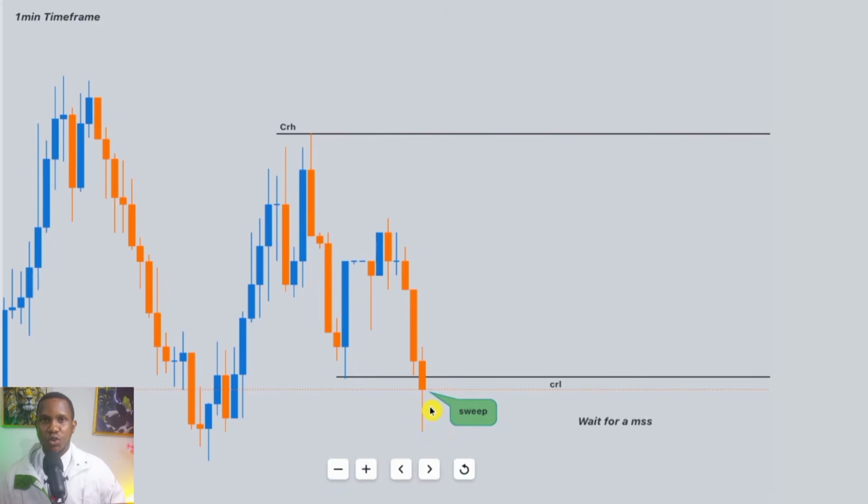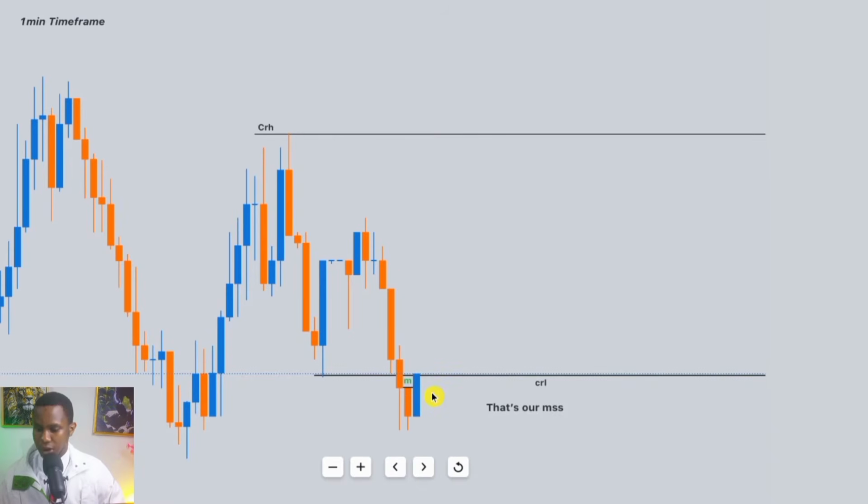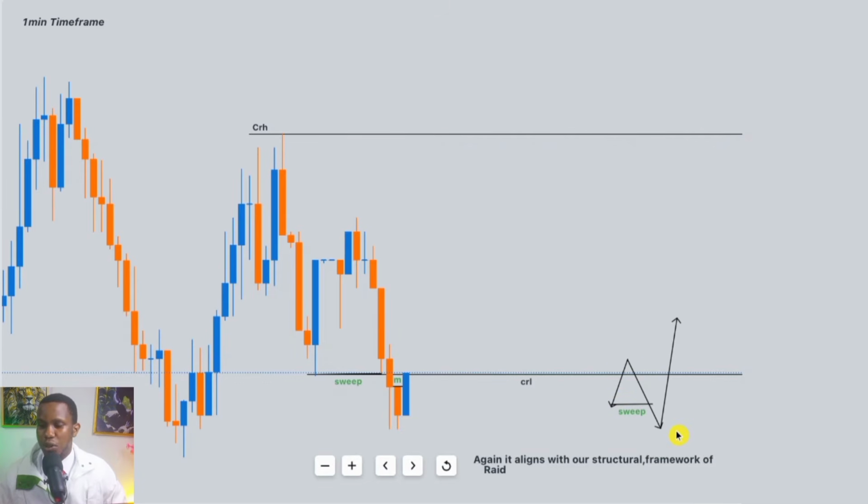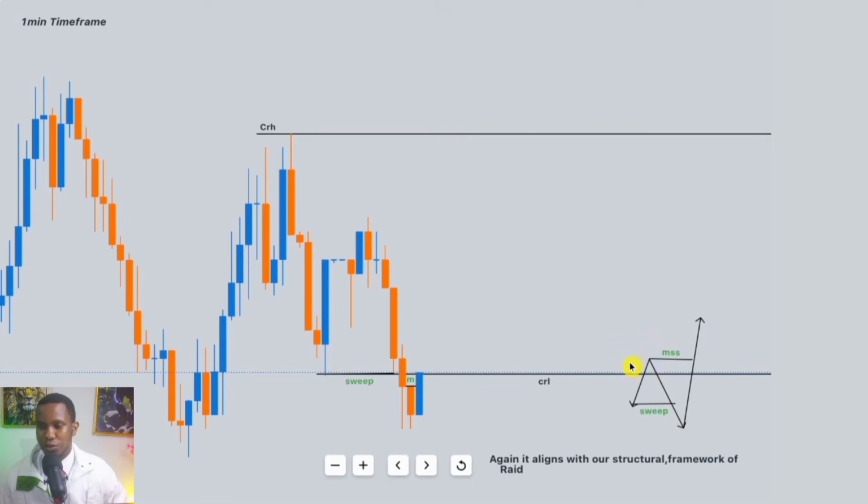Anticipate a market structure shift. This is our market structure shift. Again, this aligns with our structural framework of read and market structure shift. Watch my market structure video. All of this builds up on these, guys.